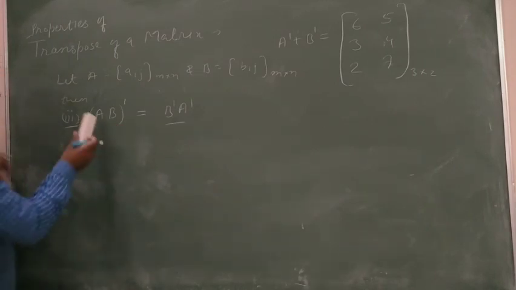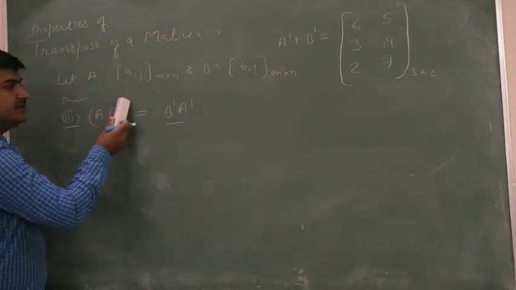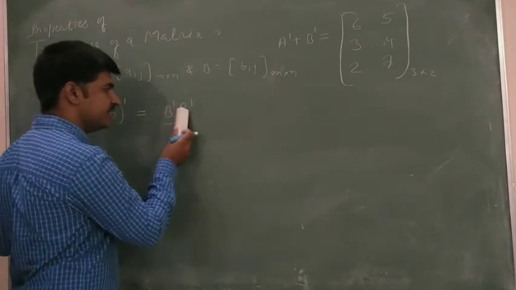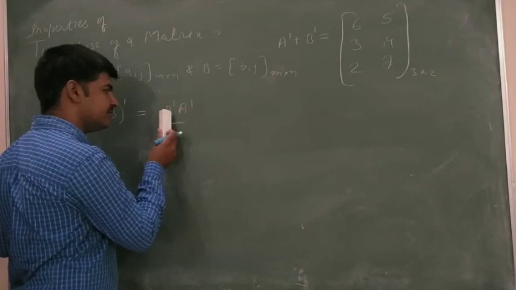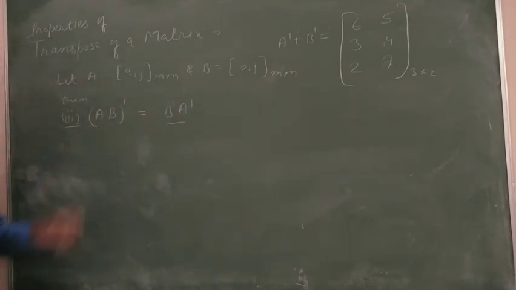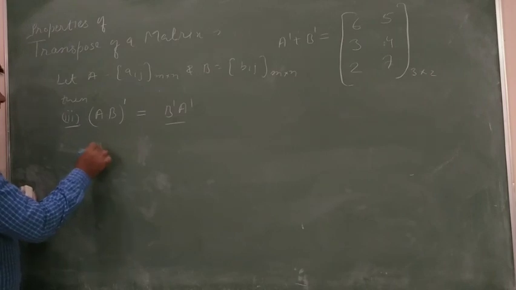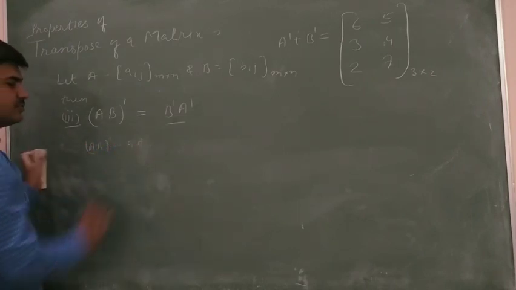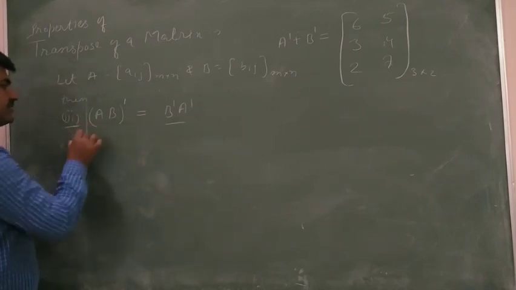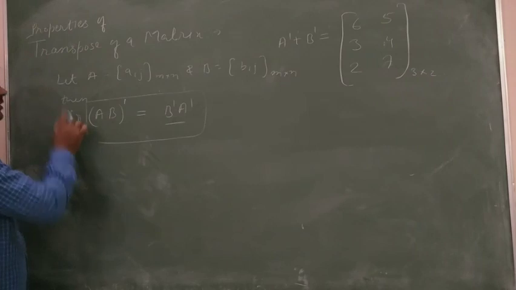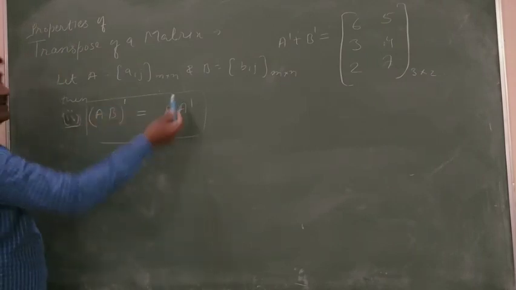See, the transpose of AB is equal to the product of the transposes of B dash and A dash, meaning the product of the transposes of B and A. You cannot write that (AB)' is equal to A dash B dash. This is wrong, students. What is right is what this property says, the fourth property of the transpose of a matrix, that is (AB)' is equal to B dash times A dash.